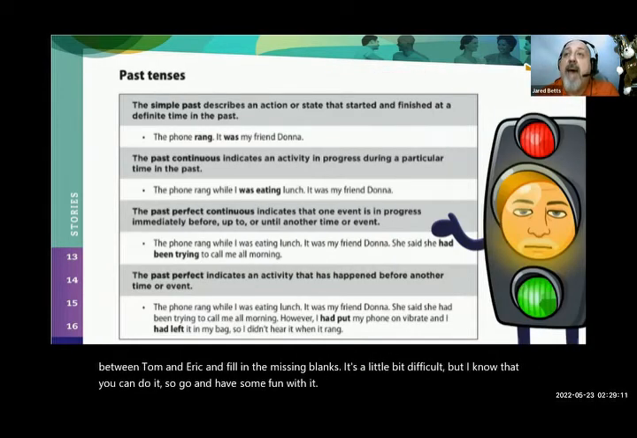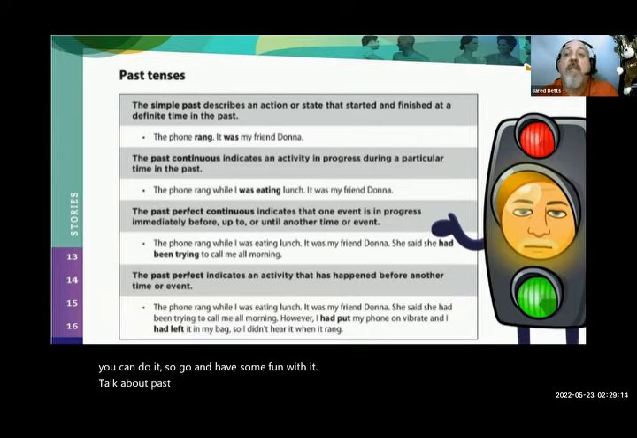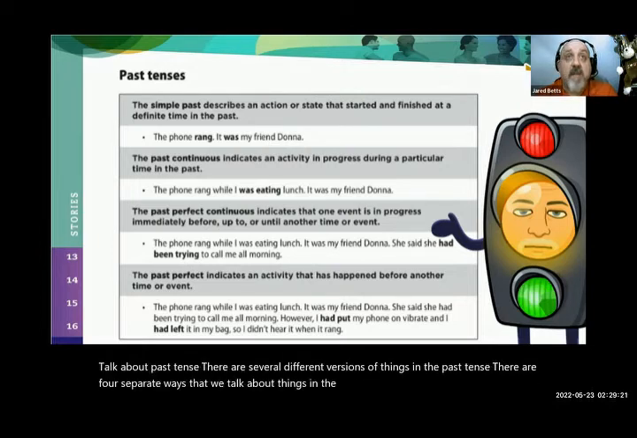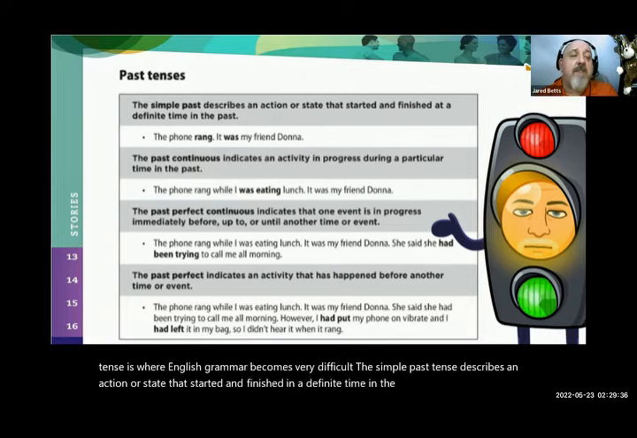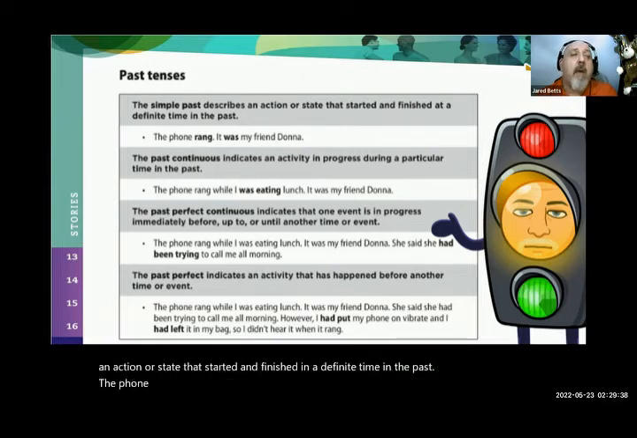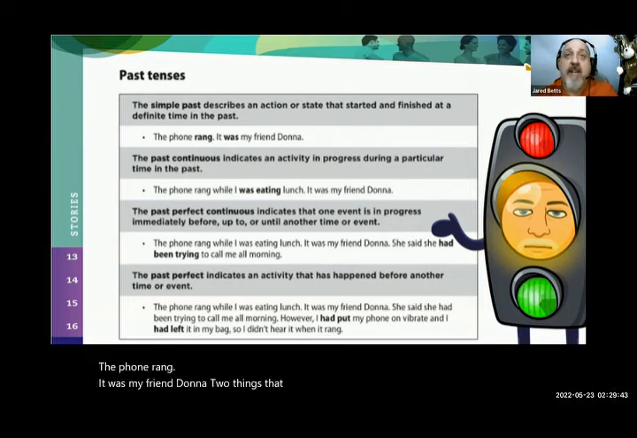Now, let's talk about past tense. There are several different versions of things in the past tense. There are four separate ways that we talk about things in the past. Now, future tense is very easy. Past tense is where English grammar becomes very difficult. The simple past tense describes an action or state that started and finished in a definite time in the past. The phone rang. It was my friend Donna. Two things that happened, definite, complete, it doesn't keep going.